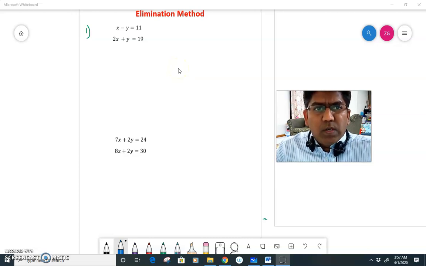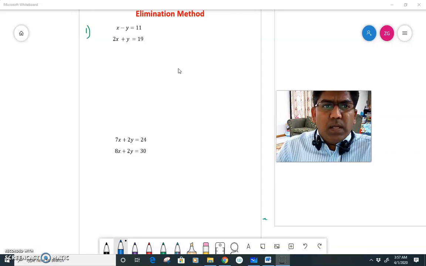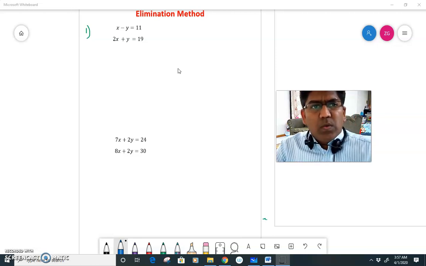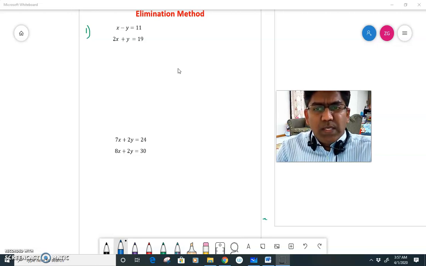In this video, we will learn how to solve simultaneous equations by the elimination method. Look at the first example. If you look at the coefficient of x, it is 1. In the second equation, the coefficient of x is 2, while the coefficients of y are -1 and +1. So the coefficient of y is the same.